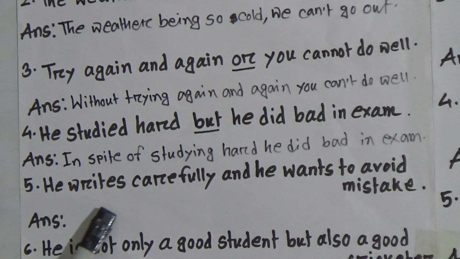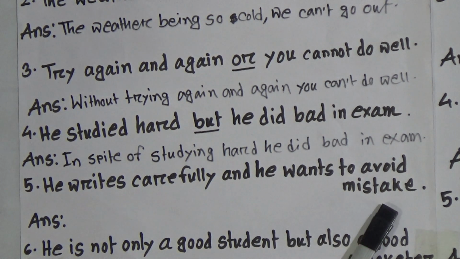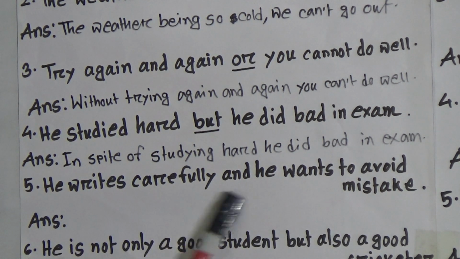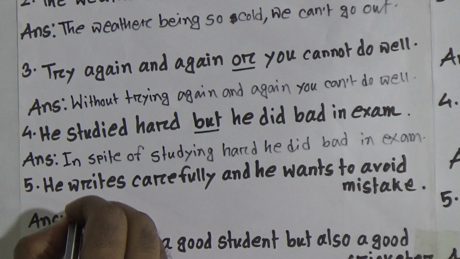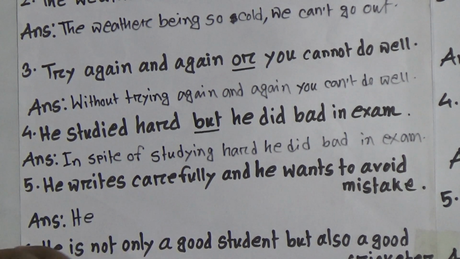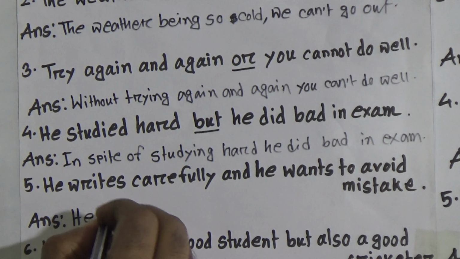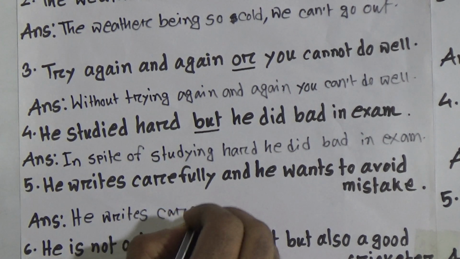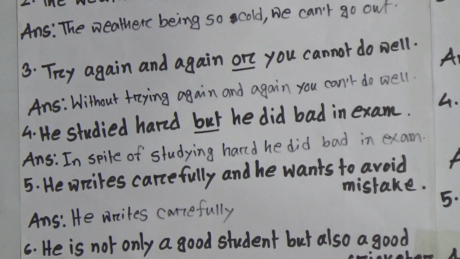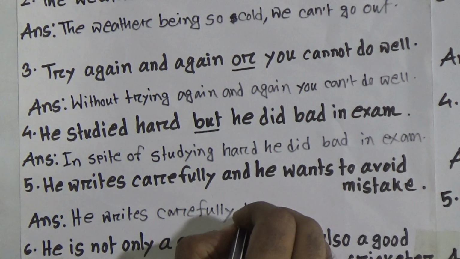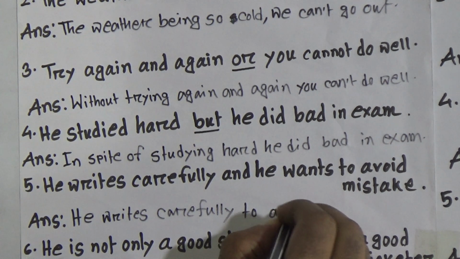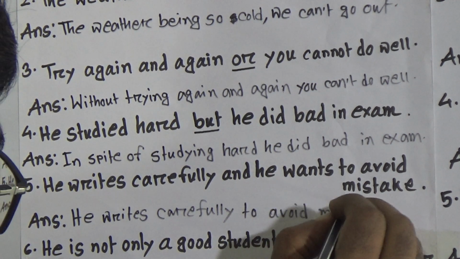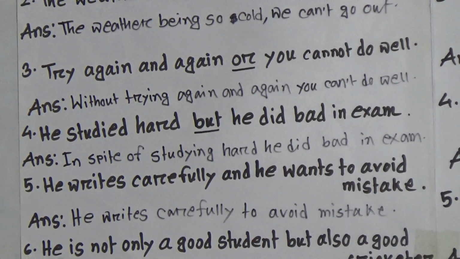Fifth example: He writes carefully and he wants to avoid mistake. Follow me. At first we will write the first portion of the sentence: he writes carefully, then to avoid mistake. He writes carefully to avoid mistake.